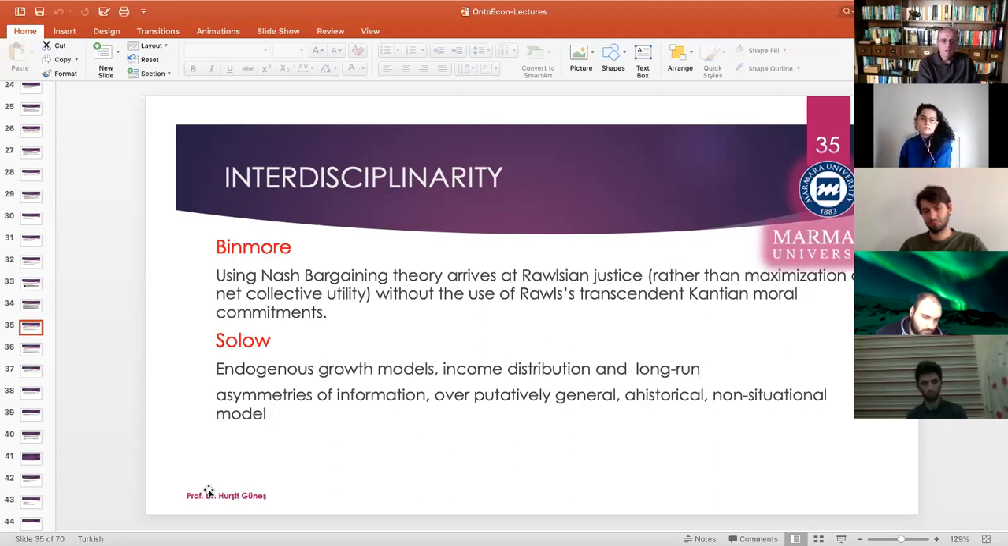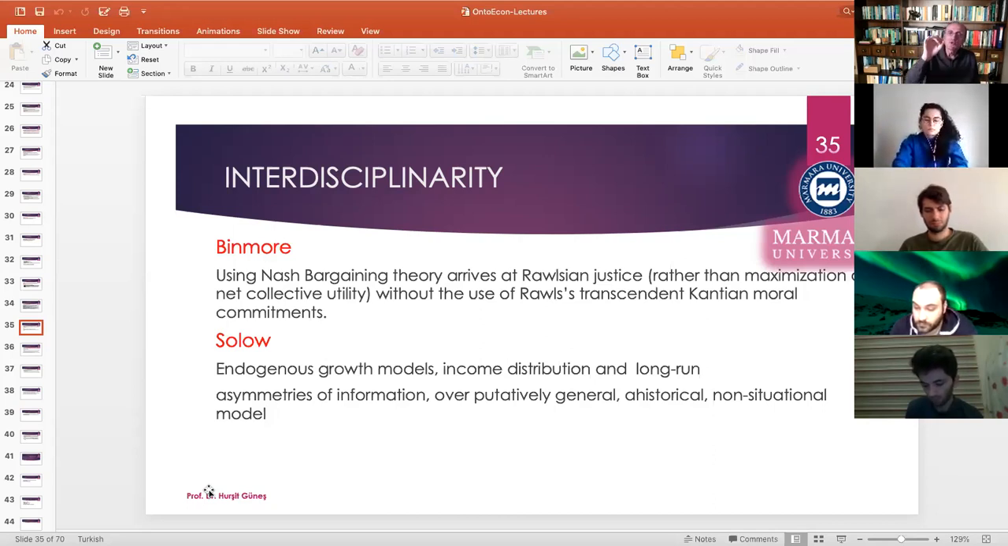So this is about Rawls. Solow. Now, all of you know about Solow. It's about the endogenous growth models, the income distribution in the long run. Now, there is also a new concept which has been imputed into economics, the asymmetries of information, over a putatively general, ahistorical, and non-situational model. Now, what is putative? Putative is beating somebody. Yes, it's giving punishment. Yes, and we know that this model is very general, ahistorical, and a non-situational model. We try to criticize the Solow model. Now, what do we do here?